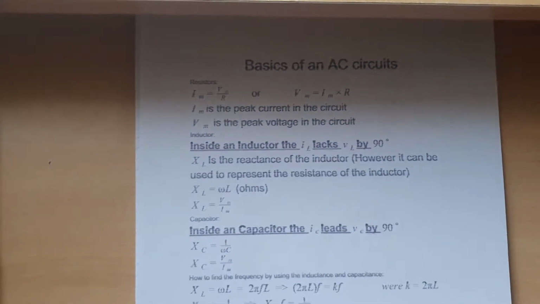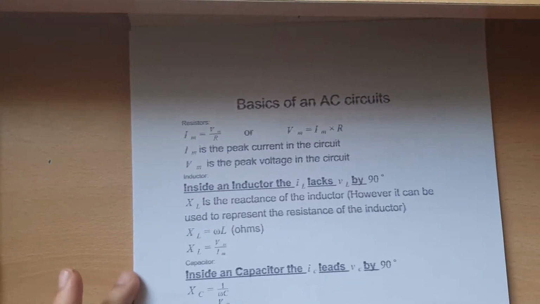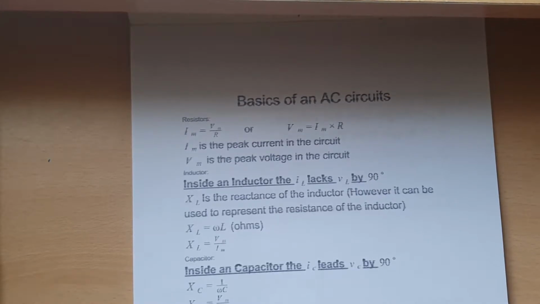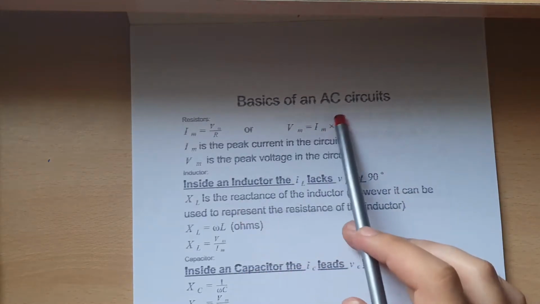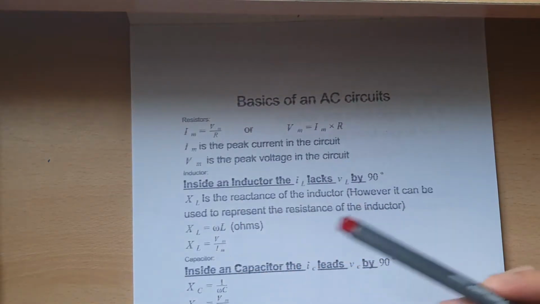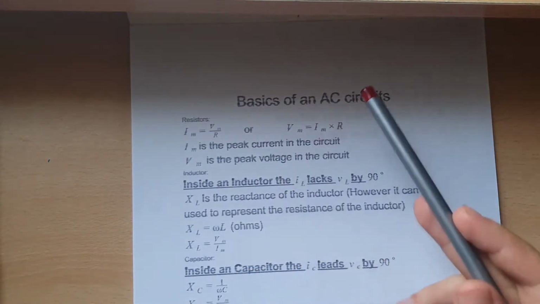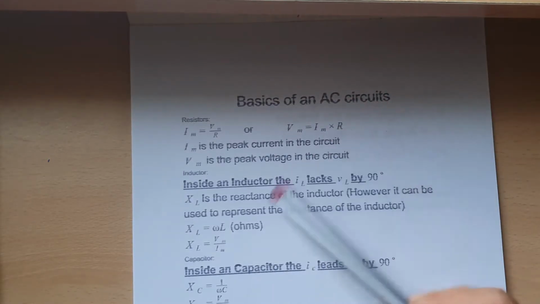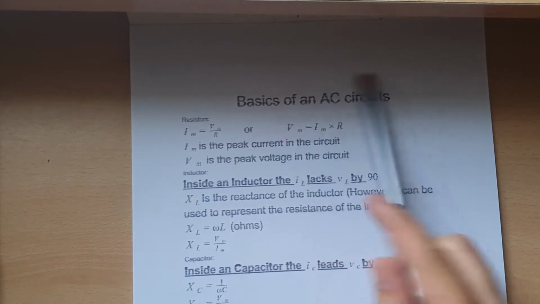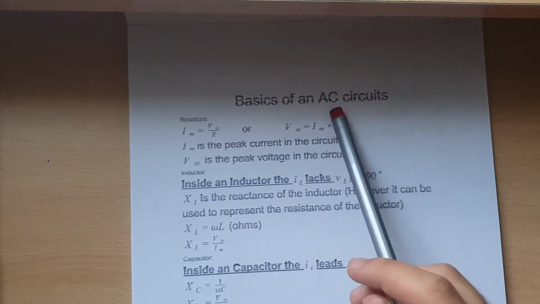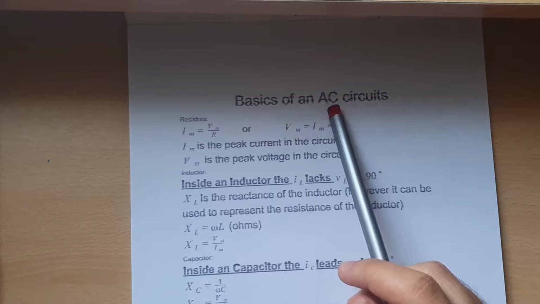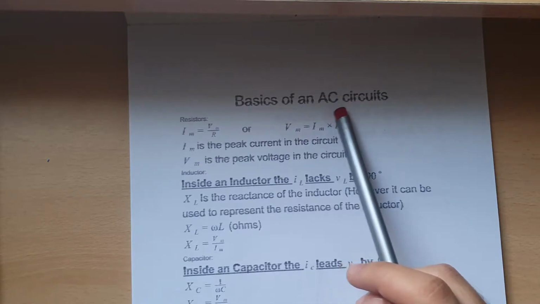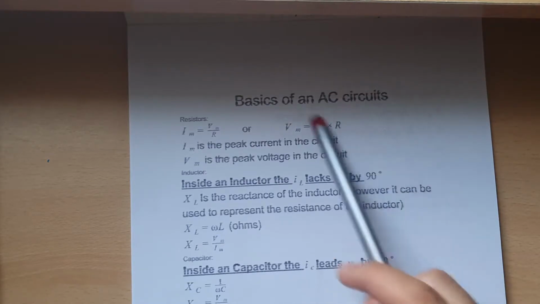Okay, what we'll do today in this video, we'll do basics of AC circuits, as you can see here from the title. And what do you mean by that? Well, we are going to use a resistor, a capacitor, and an inductor in an AC circuit. And now I'm going to show you how you calculate the values for them inside an AC circuit. Because last video we did info about the AC source.